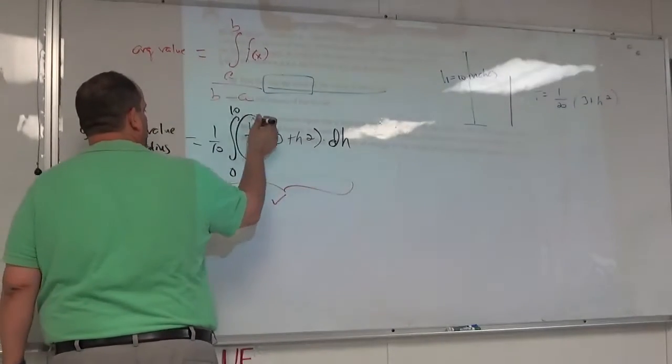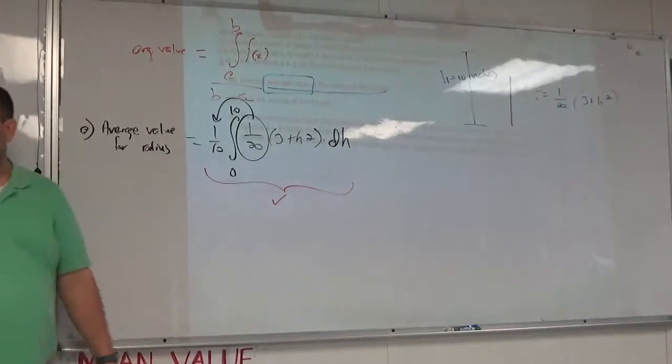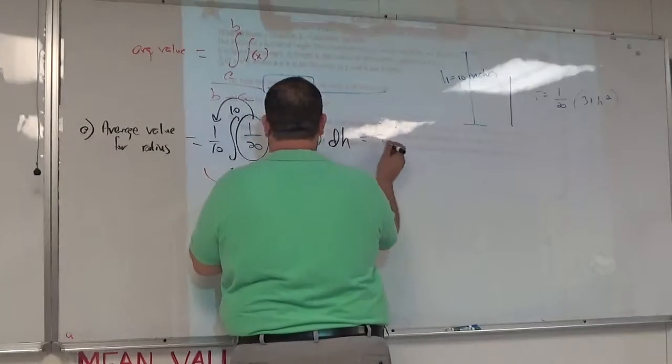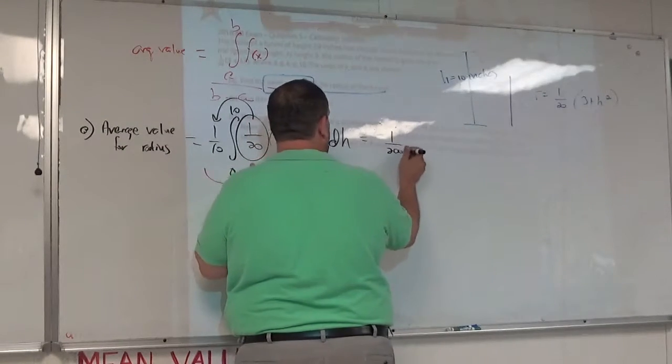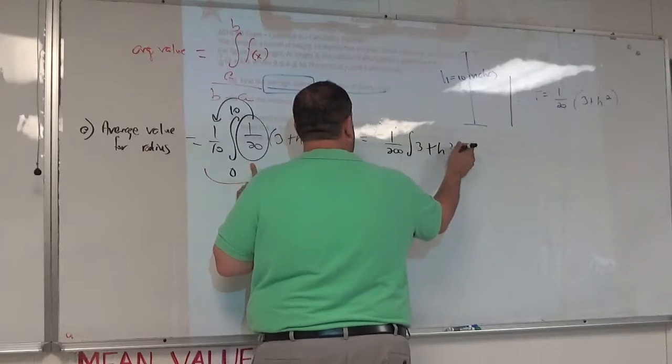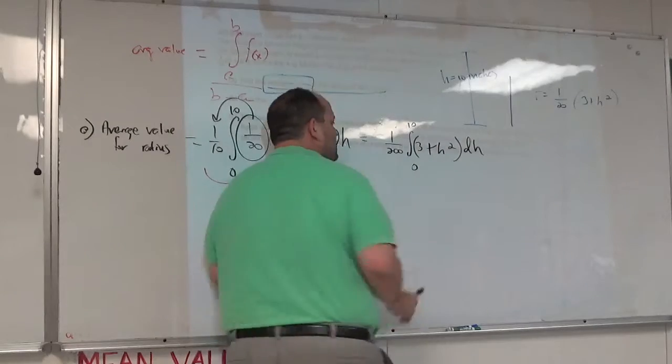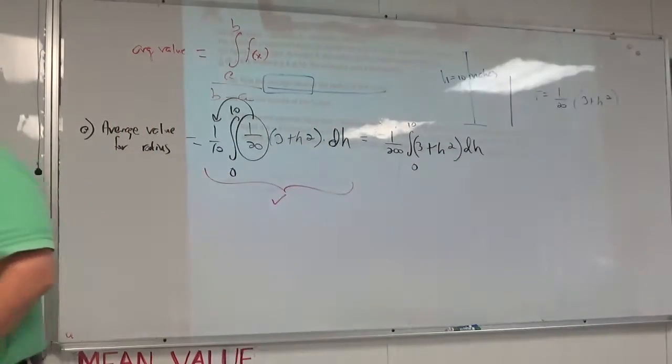I've seen a lot of folks say, let me take that 1/20th out in front of the integral. Is that okay? Yeah, it's a constant. So now I've got 1 over 10 times 1 over 20, which is 1 over 200. And now you've got to integrate 3 plus h squared with respect to h from 0 to 10.